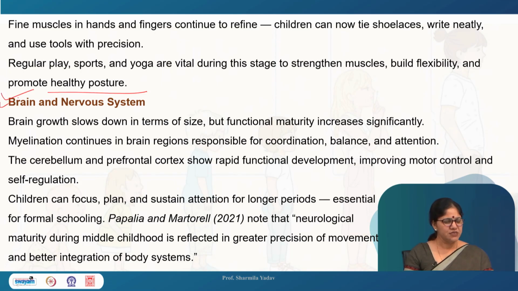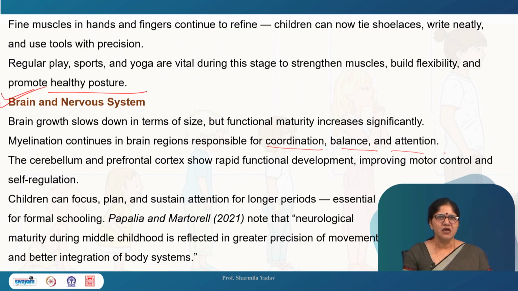Now let's see what happens to the brain and nervous system during this stage. Brain growth slows down in terms of size. It was proportionately very high during infancy, but functional maturity increases significantly. Myelination continues in brain regions responsible for coordination, balance, and attention.